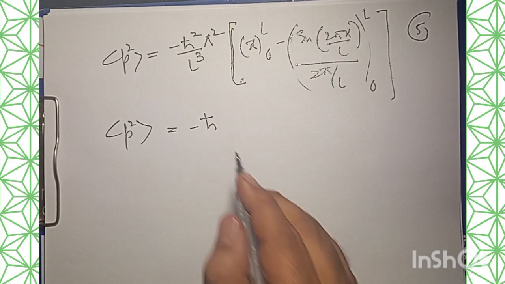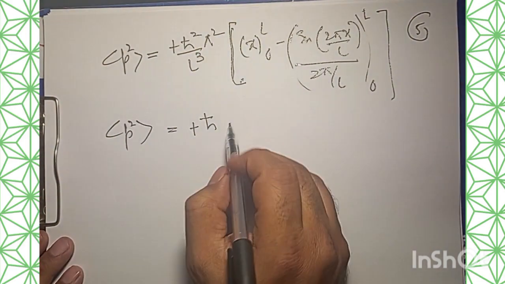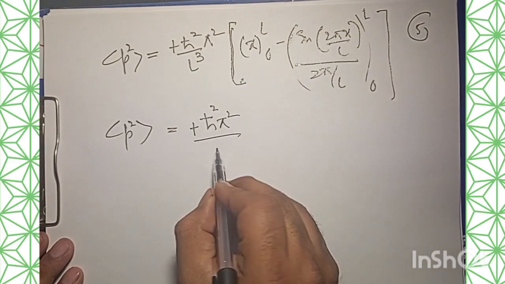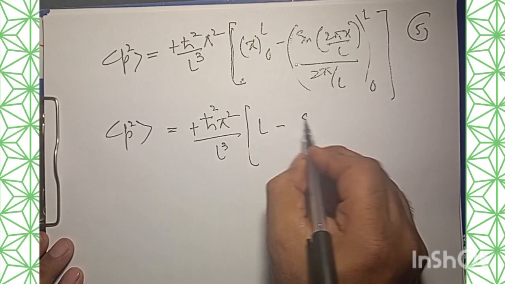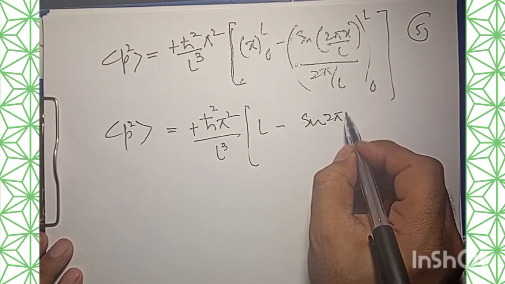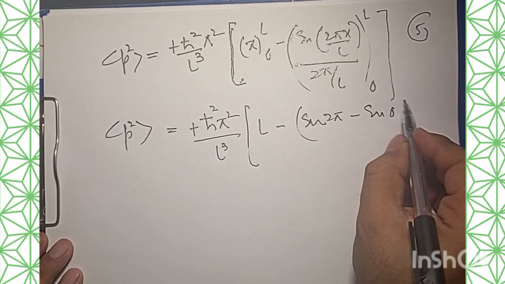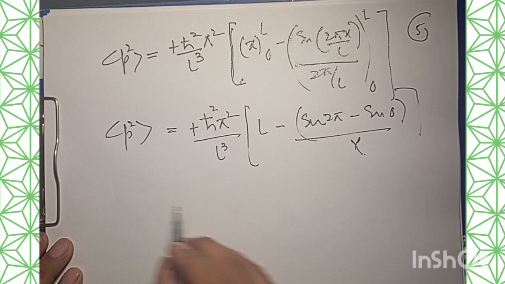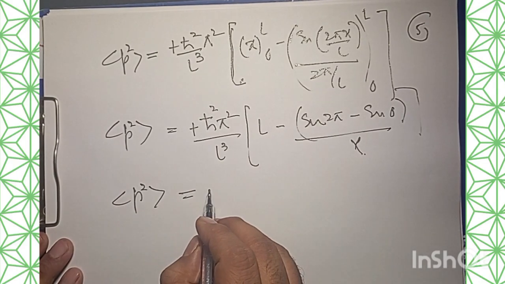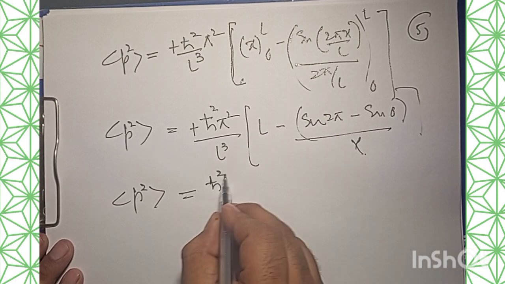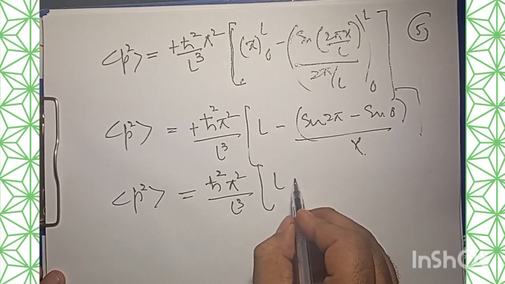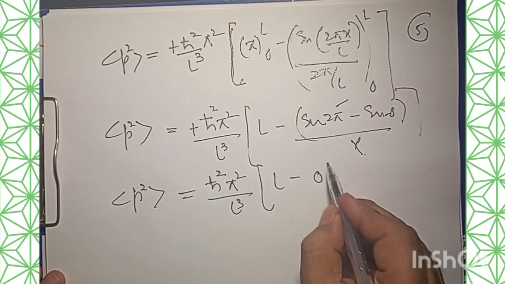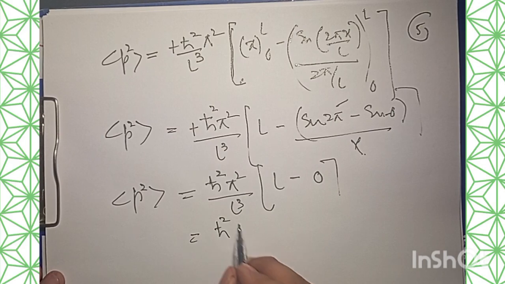Moving on with this, what we have is plus. So this is h cross square, this is pi square by L cube. Then here I will have L, and here this is sine 2 pi, L and L will cancel, minus sine 0. So whatever is divided here doesn't matter. So the expectation value for momentum square is h cross square, and then pi square by L cube times L minus, this is 0, this is 0, this whole thing is 0. So what we have is h cross square pi, this L and cube will cancel by L square.